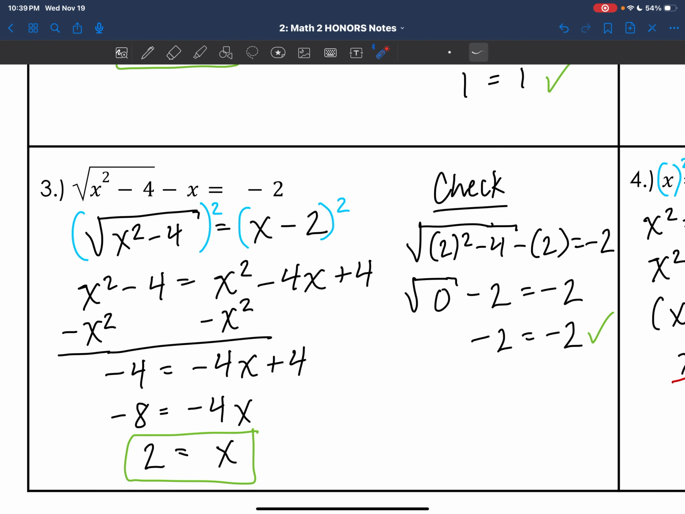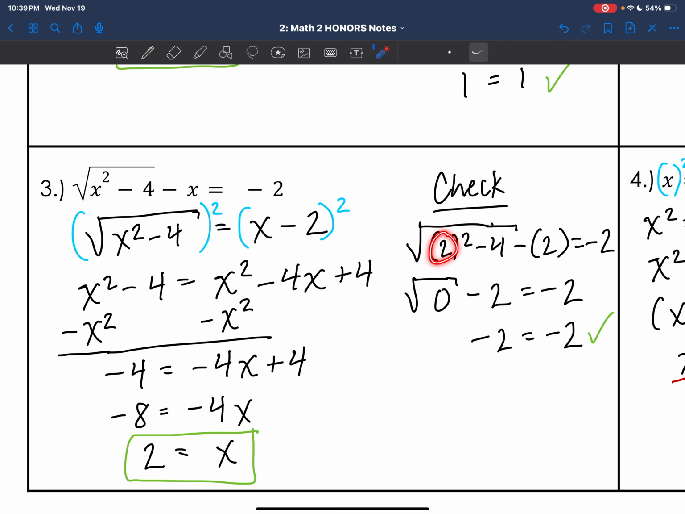And we're going to move everything over to one side, or the variables over to one side. So I'm going to go through, I'm going to subtract. Hey, look at that. That actually cancels out. So I'm left with negative 4 equals negative 4x plus 4. Now we can go ahead and subtract 4. You're going to get negative 8 equals negative 4x. Divide both sides by negative 4.